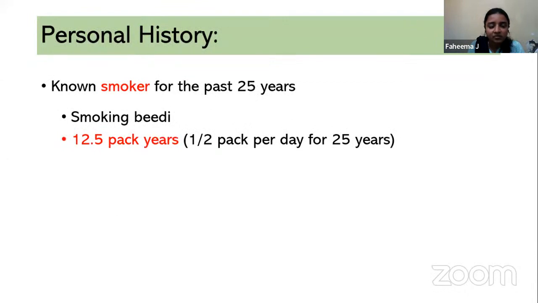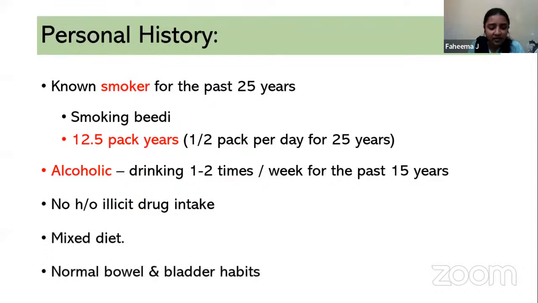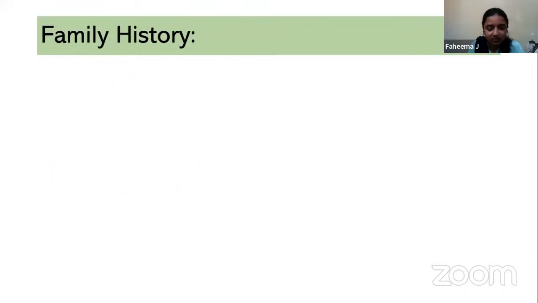Personal history. The patient was a chronic smoker for the past 25 years, smoking BD. The pack years was 12.5, that is half pack per day for the last 25 years. The patient was also alcoholic, drinking 1 to 2 times a week for the past 15 years. There was no history of illicit drug intake. The patient takes mixed diet and he had normal bowel and bladder habits.